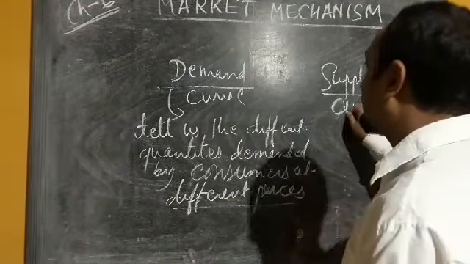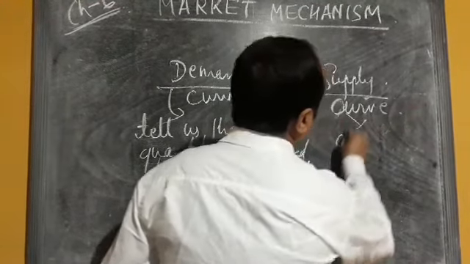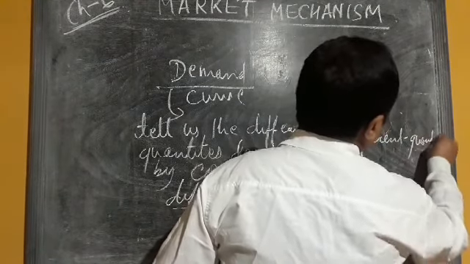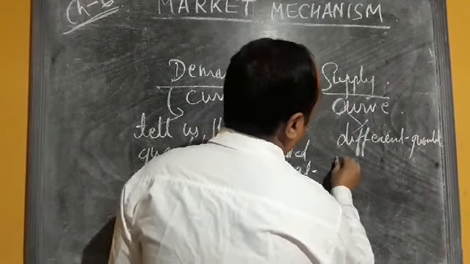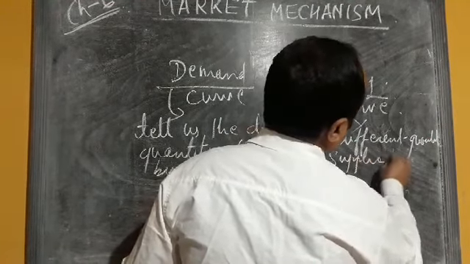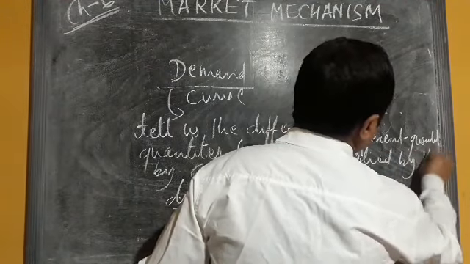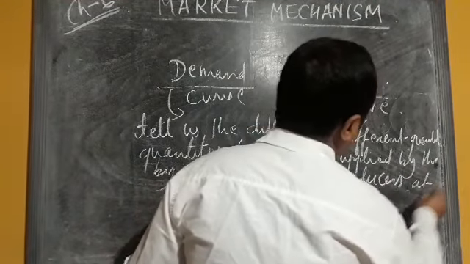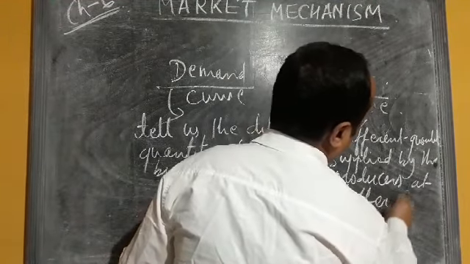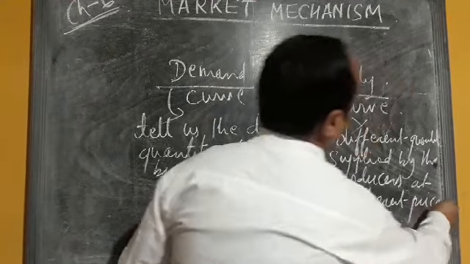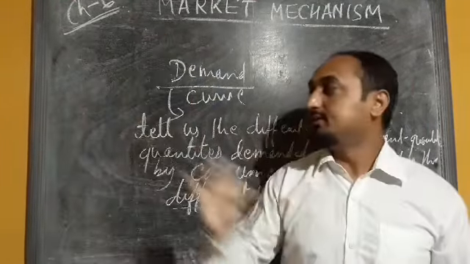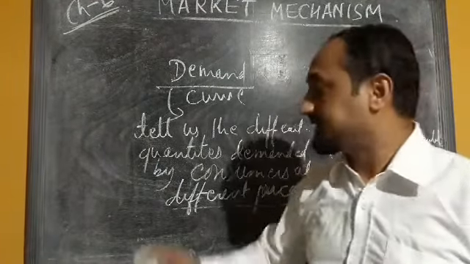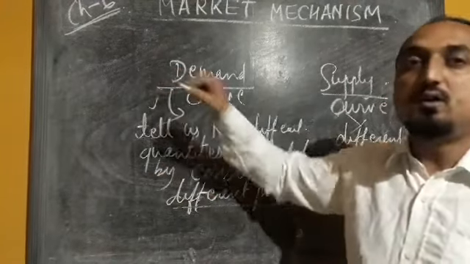Similarly, the supply curve also tells us the different quantities supplied by the producers at different prices. So we have seen that demand refers to the quantity of a commodity that consumers are willing to purchase at different prices. Okay, so that is your demand.